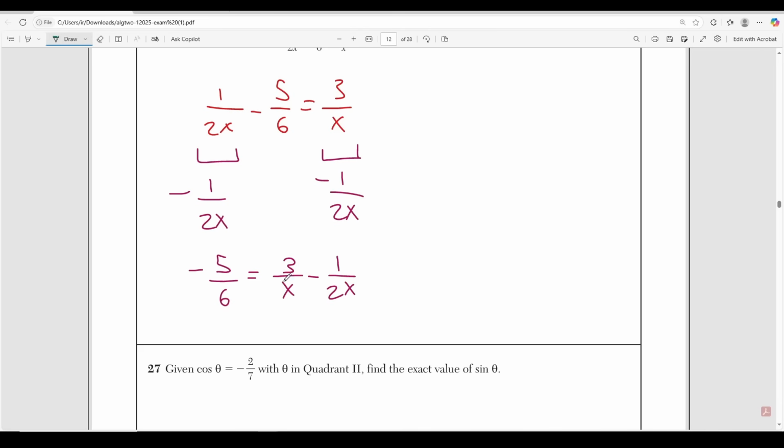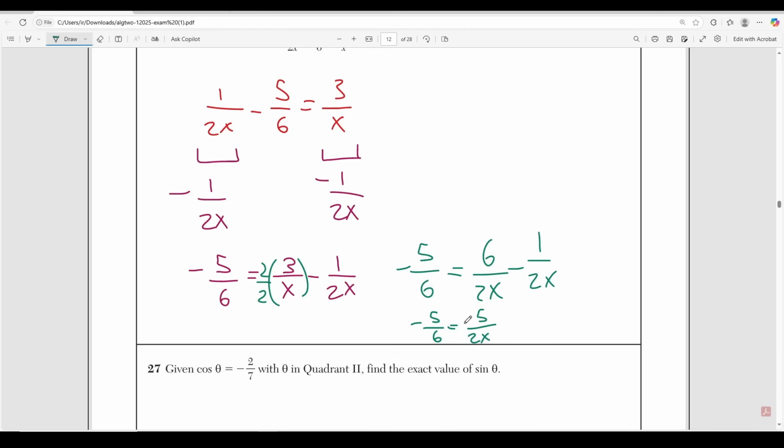So if I want to turn x into 2x, I just have to multiply the top and the bottom by 2 over 2. So I'm left with negative 5 over 6 is equal to 6 over 2x minus 1 over 2x. And this is going to turn into negative 5 over 6 is equal to 5 over 2x.